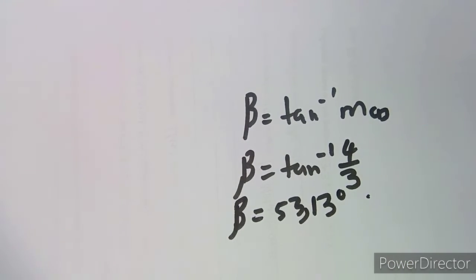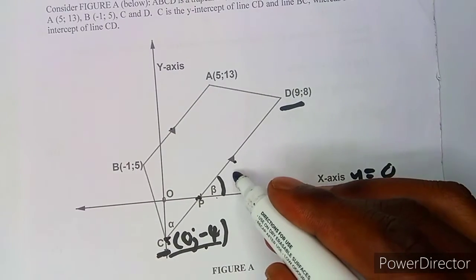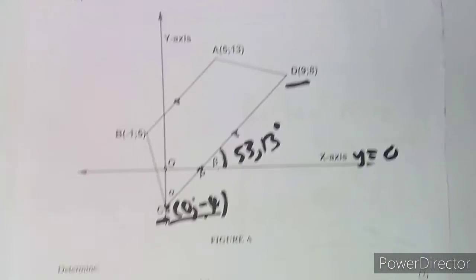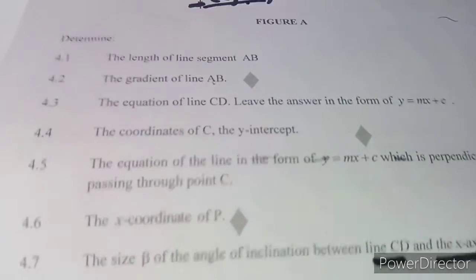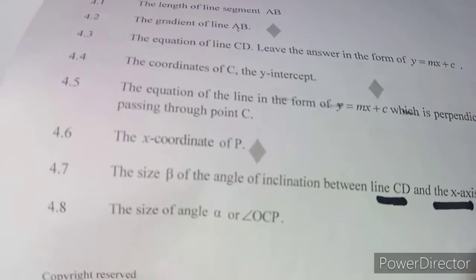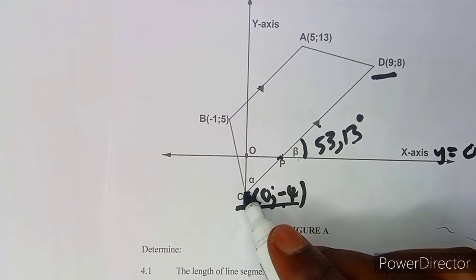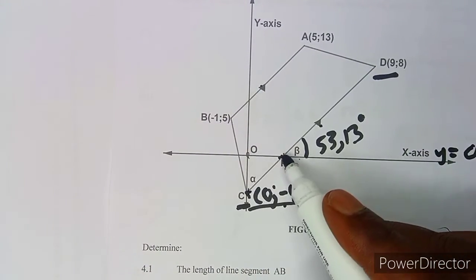Okay, so this beta, the angle that you're talking about, is this one. That is the one that you're talking about, 53.13 degrees. Okay, then the other part is to find the size of angle alpha, or angle OCP. This is our angle alpha, which is OCP.